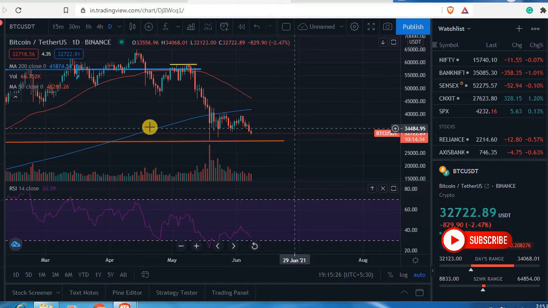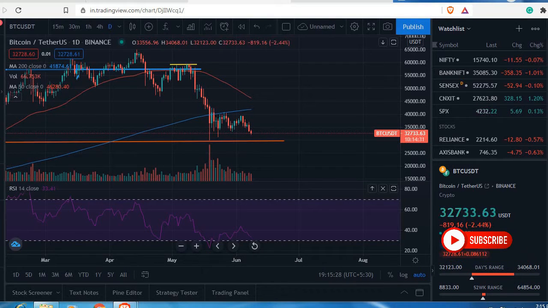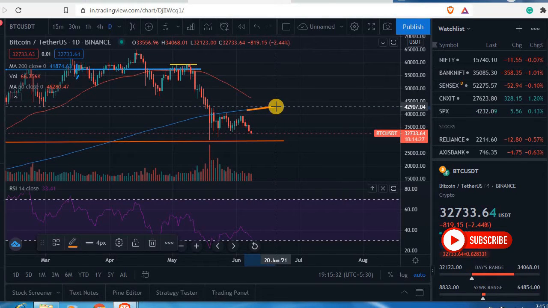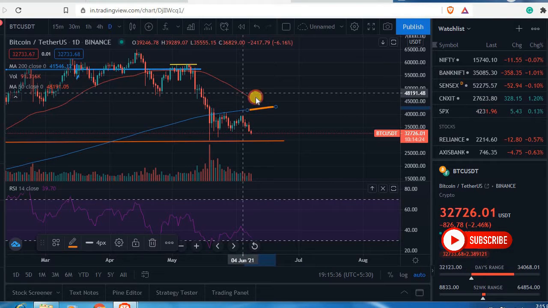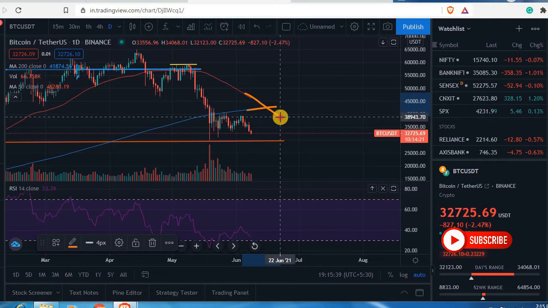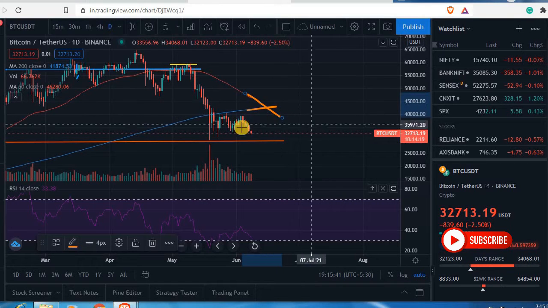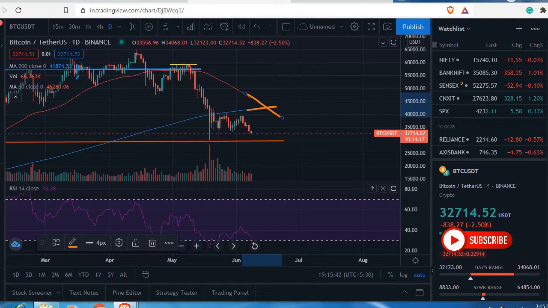So let me just try to map it out for you. This is how I believe the 200 days moving average will move. And let's say this is how the 50-day moving average is going to move. So we can expect both these averages to cross somewhere around 14th, 15th, or maybe 16th June, right?